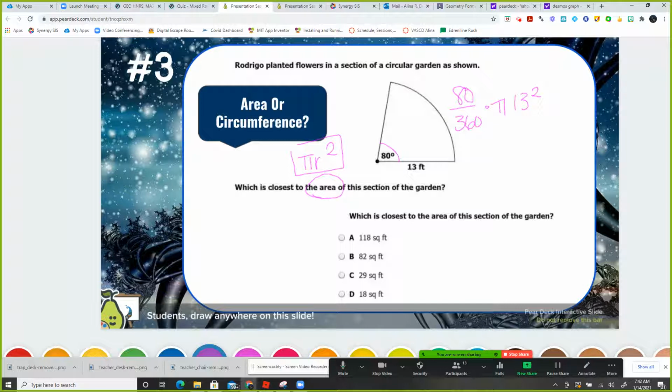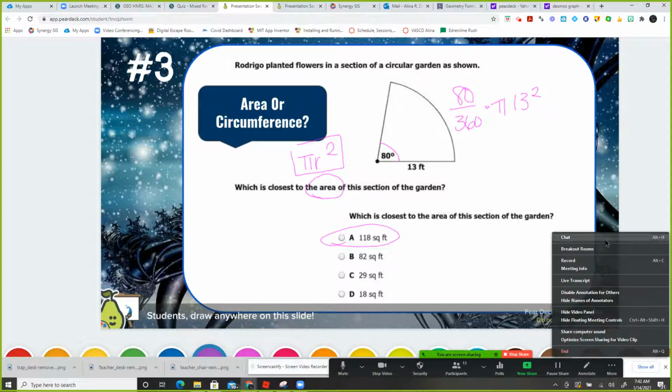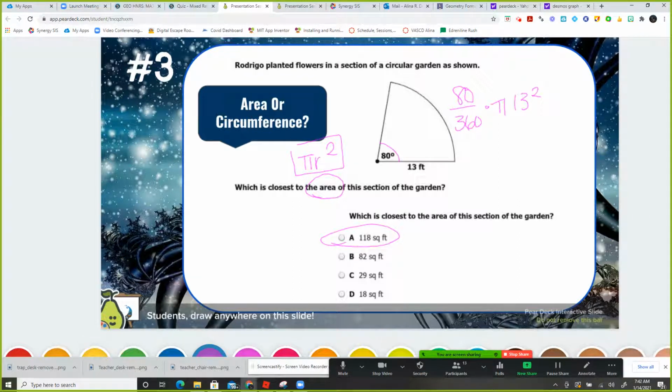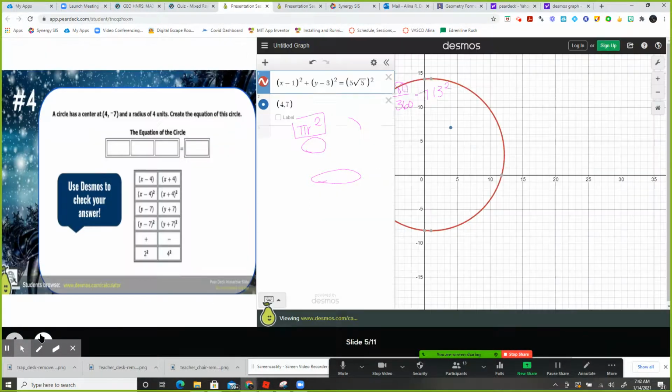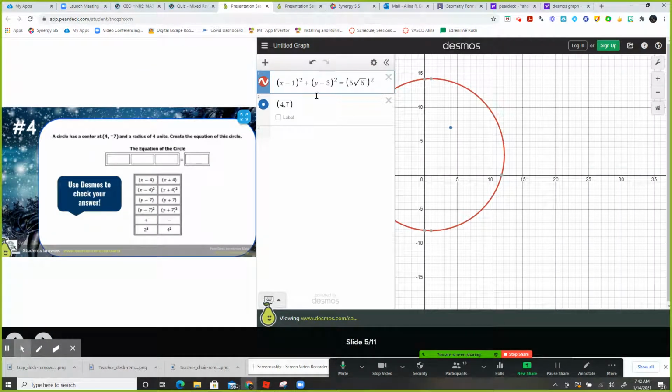Anybody? I did something crazy, I think. I didn't do divided by 360. Anybody get 118? Somehow I don't have my chat. This is a problem. I got 118. Awesome. My tools are hiding on top of each other today.